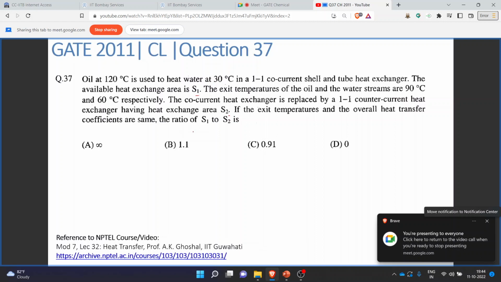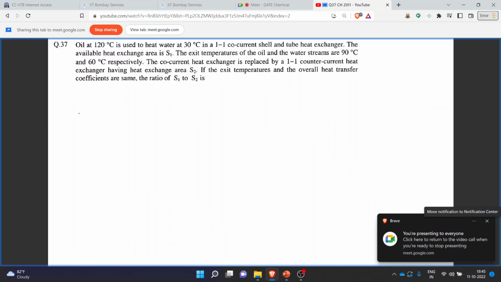So in this question, initially we are considering a co-current shell and tube heat exchanger, for which we have been given the inlet and exit temperatures of both the hot fluid as well as the cold fluid. Later, we are replacing this co-current heat exchanger by a 1-1 countercurrent heat exchanger, and we have to find the correlation between the heat transfer areas for both the cases if the exit temperature, inlet temperature and the overall heat transfer coefficients are the same. So let's just consider first this co-current heat exchanger.